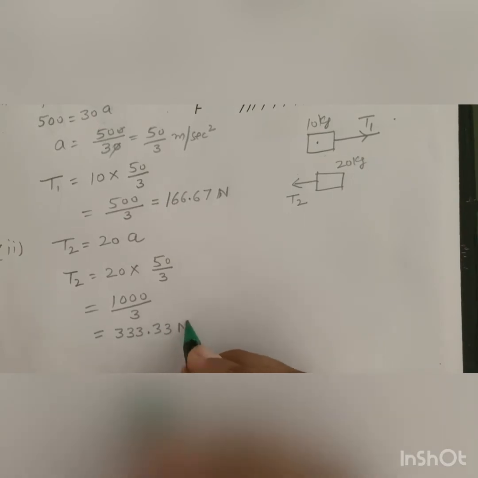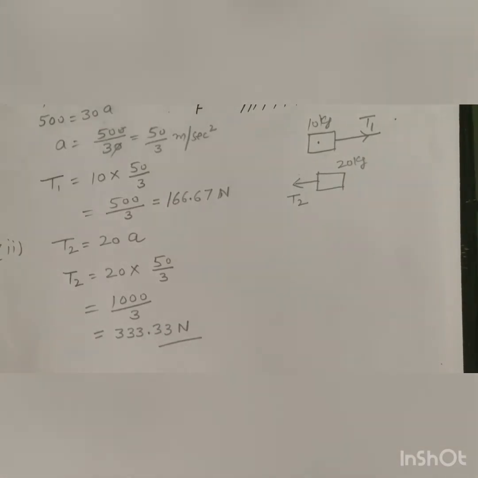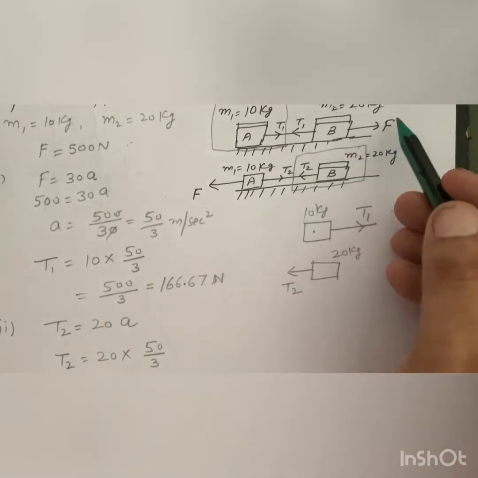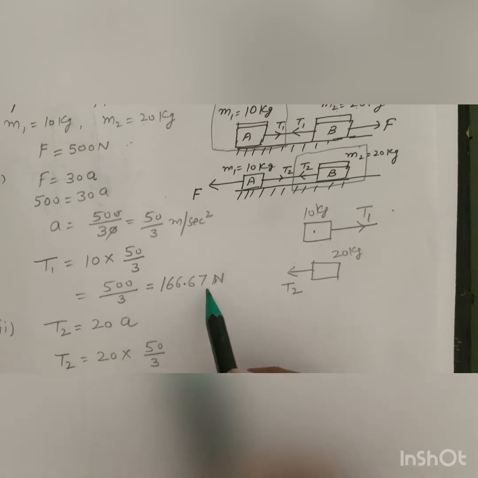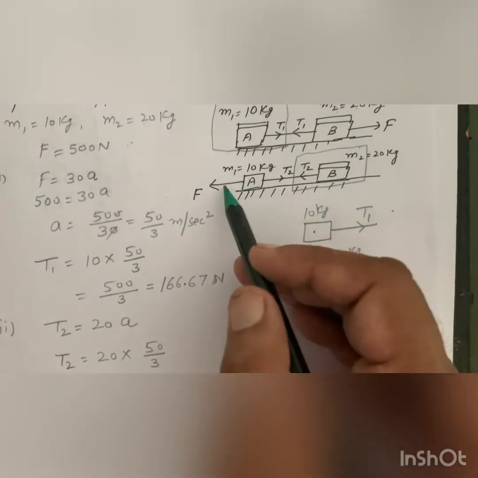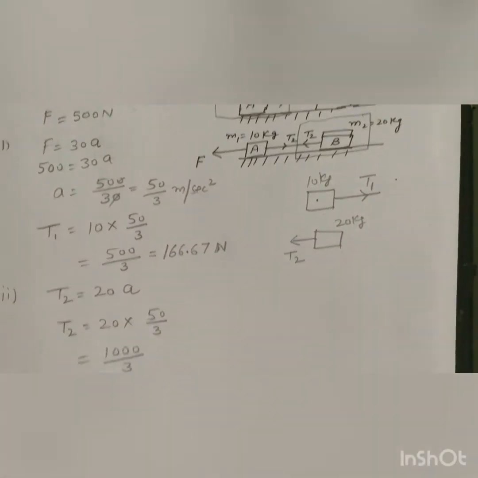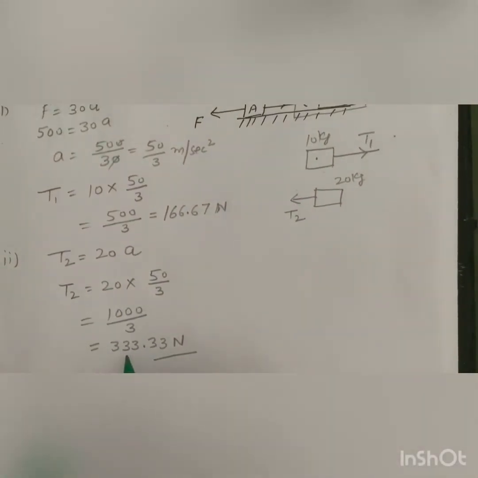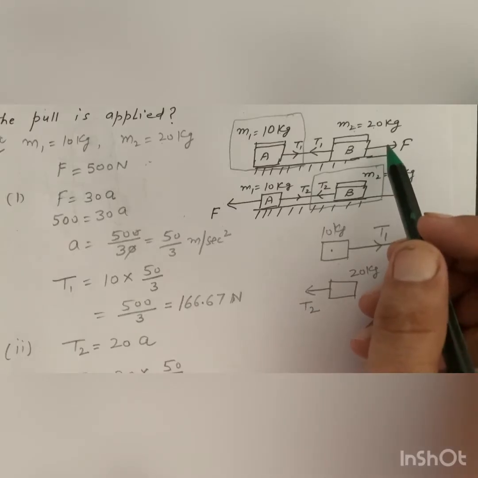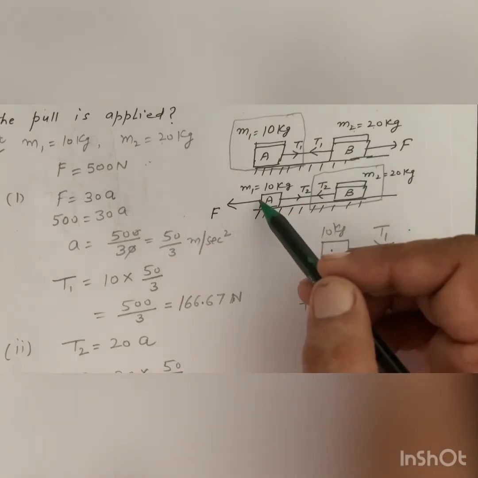333.33 Newton. Answer. Here we see, if we apply force in this direction, then tension is 166.67 Newton, and when we apply force to this mass 10 kilogram in this direction, then tension is 333.33 Newton. So the answer depends on which mass the force is applied to.